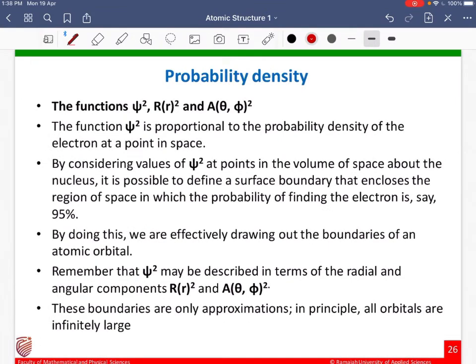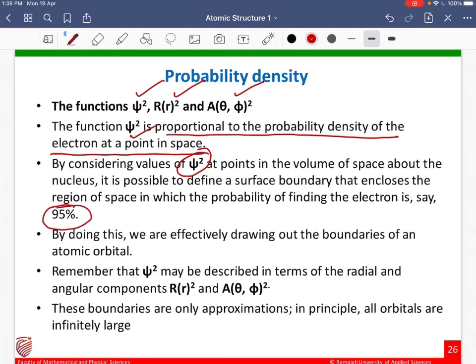The functions psi squared, R of r squared, and A of theta, phi squared we will study in detail in the coming steps. The function psi squared is proportional to the probability density of the electron at a point in space. That is the meaning of psi squared. By considering the values of psi squared at points in the volume of space about the nucleus, it is possible to define a surface boundary that encloses the region of space in which the probability of finding the electron is 95%. By doing this, we are effectively drawing out the boundaries of an atomic orbital.